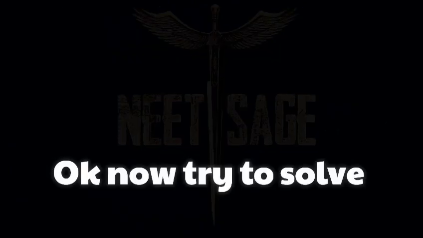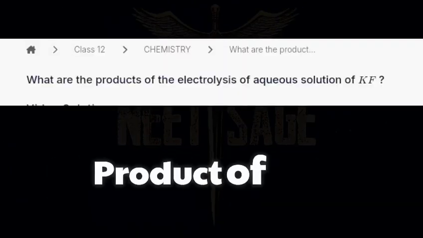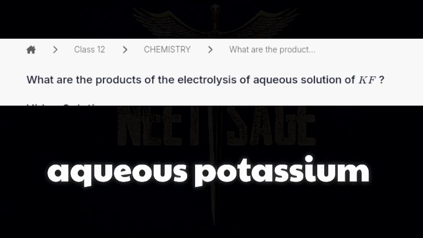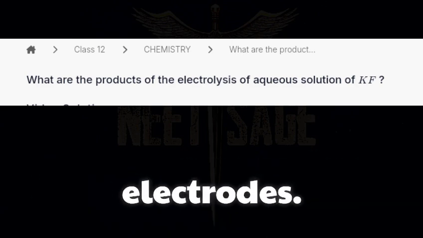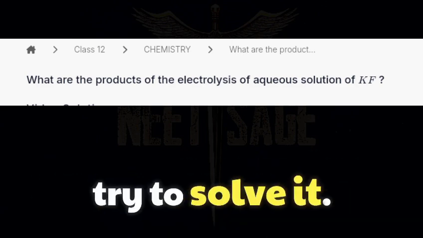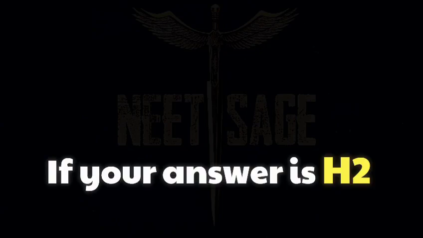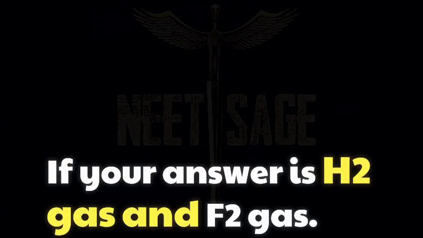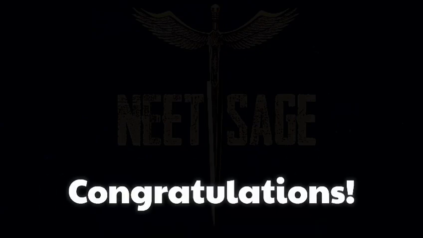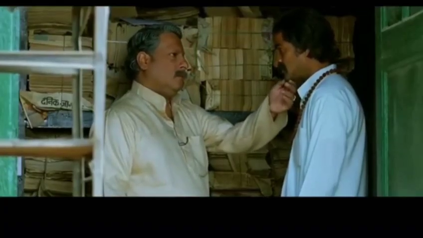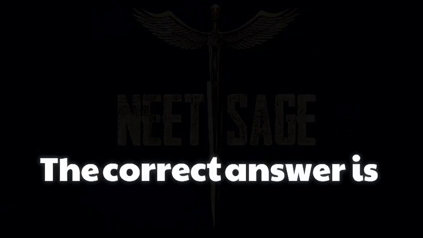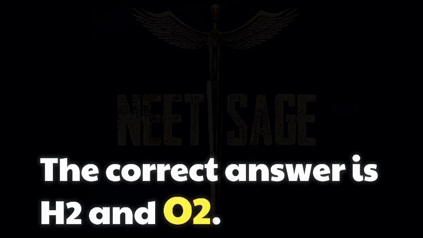Okay, now try to solve this one. Product of electrolysis of aqueous potassium fluoride in inert electrodes. Pause the video, try to solve it. If your answer is H2 gas and F2 gas, congratulations. The correct answer is H2 and O2.